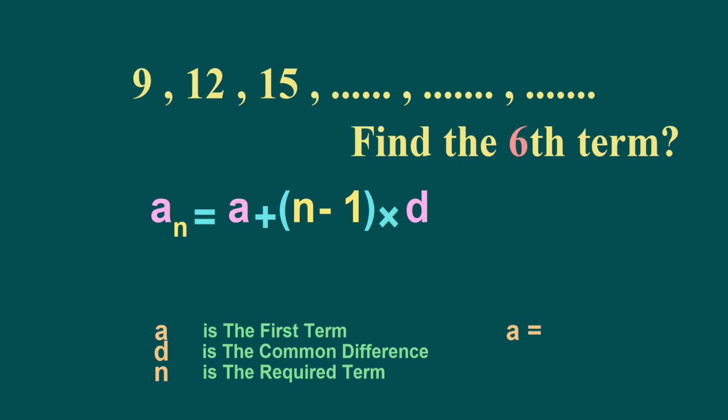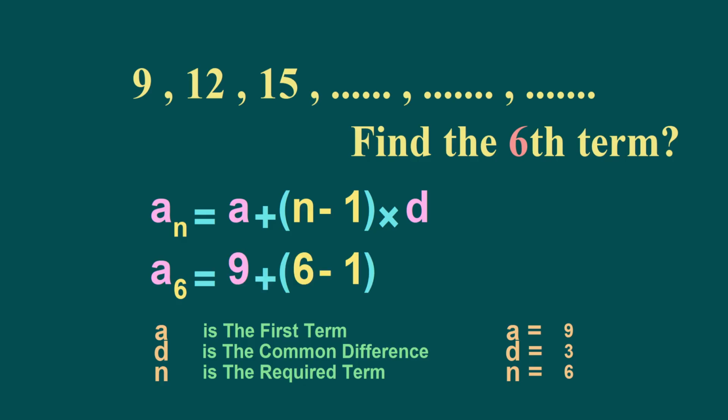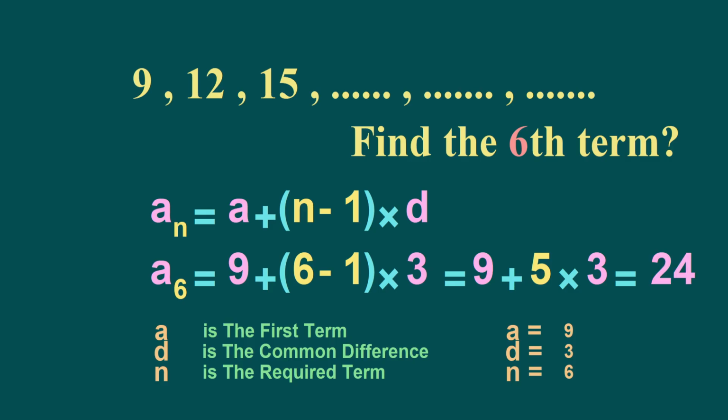From our problem, the first term a equals 9 and the common difference d equals 3 and the required term n equals 6. We substitute the values of a, d and n into the formula, and we get that a_6 equals 9 plus 6 minus 1 times 3, which equals 9 plus 5 times 3, which equals 24. And this was the solution by using the formula method.